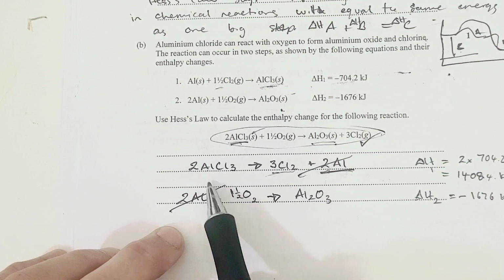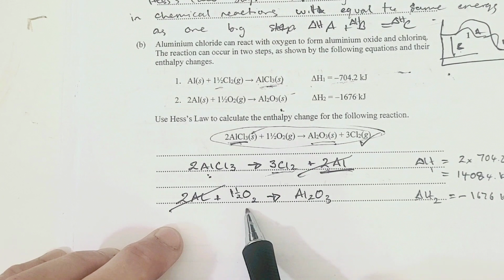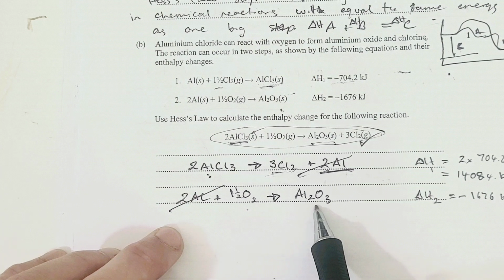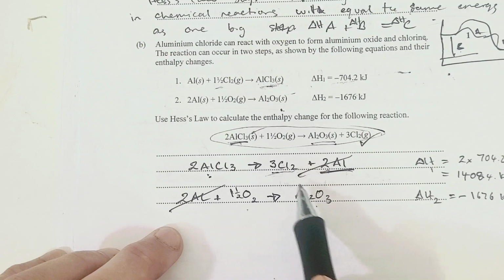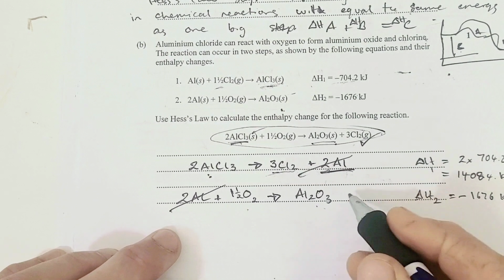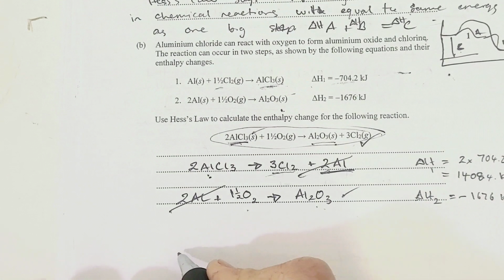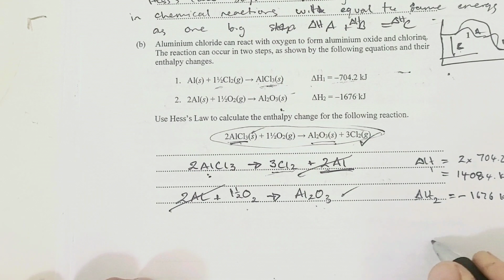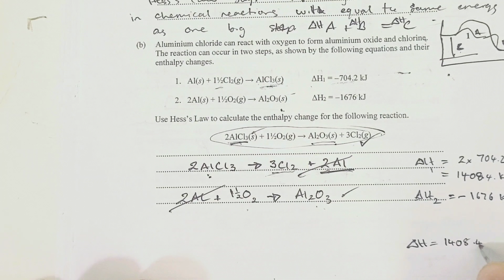Now if we add all these together, do we get what we wanted? 2 AlCl3, 1.5 oxygen, and we've got the chlorine and that. Okay, so we've got to find the sum of this, so that's delta H equals 1408.4 minus 1675.7.